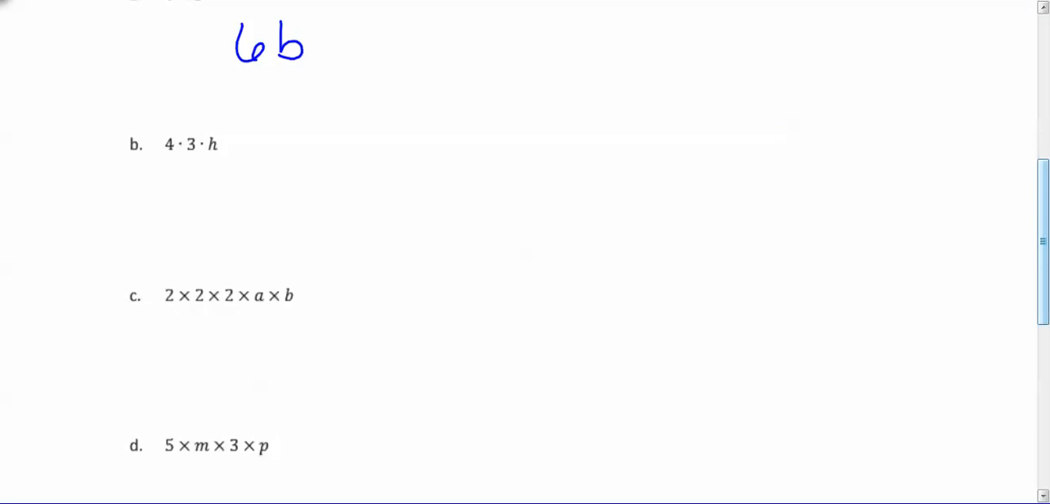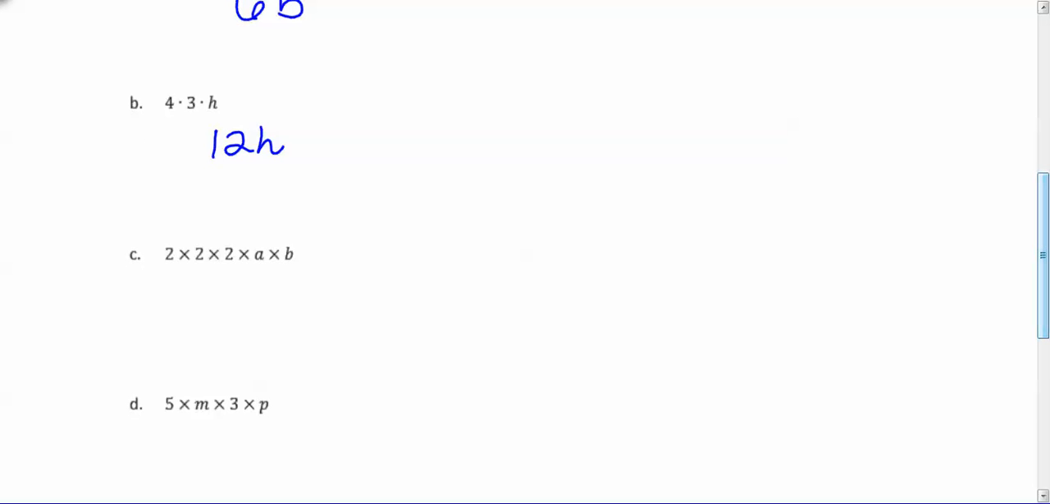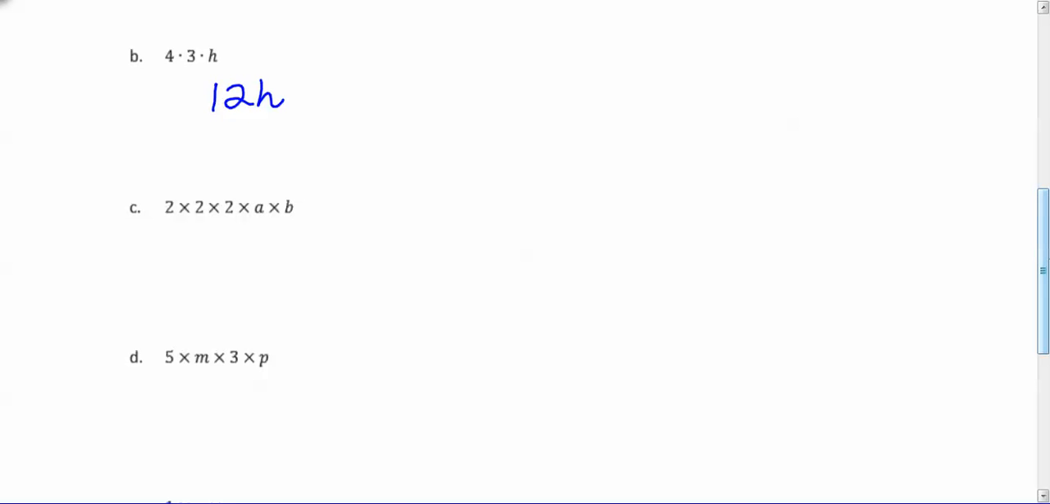How could we clean that up? Alex? Multiplying the 4 times 3, making it 12H. Very good, 12H. We don't need any dots here because when you have a number and a variable next to each other, the number always goes in front, by the way, when you have a coefficient. That means multiplication. All right, this next one, 2 times 2 times 2 times A times B.